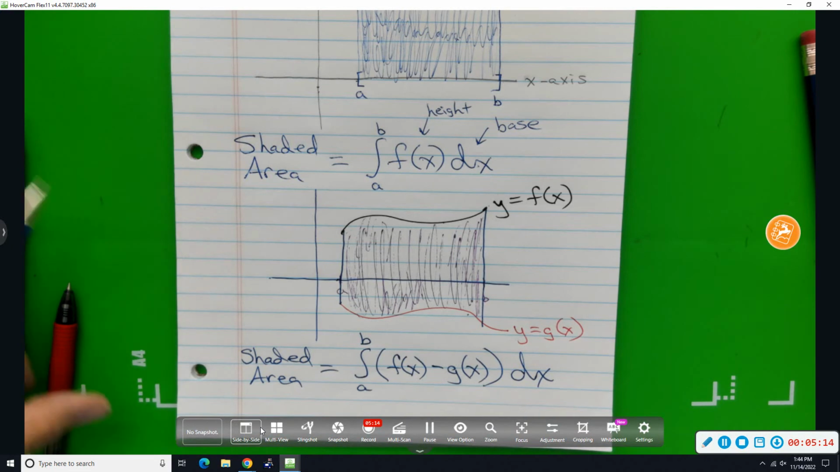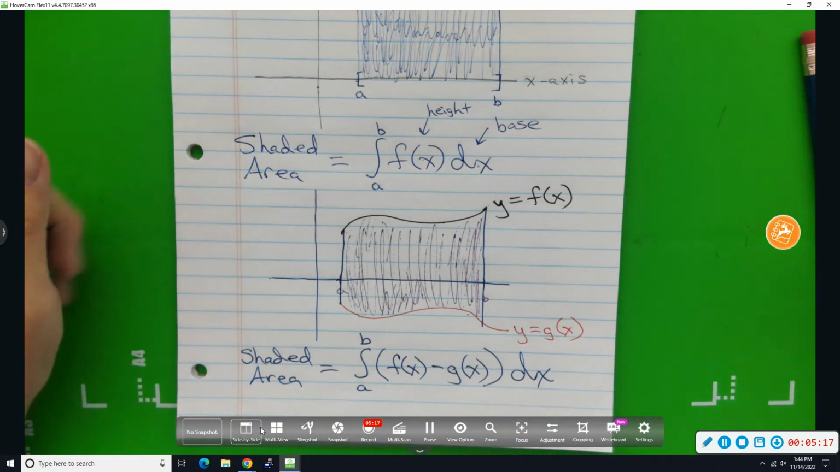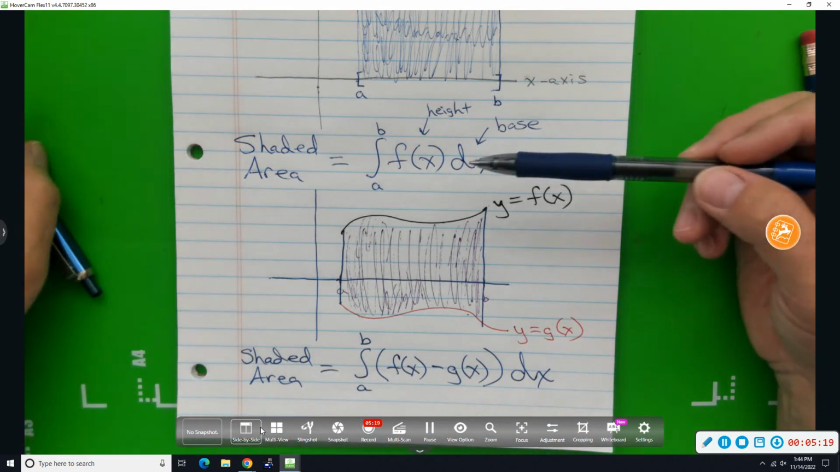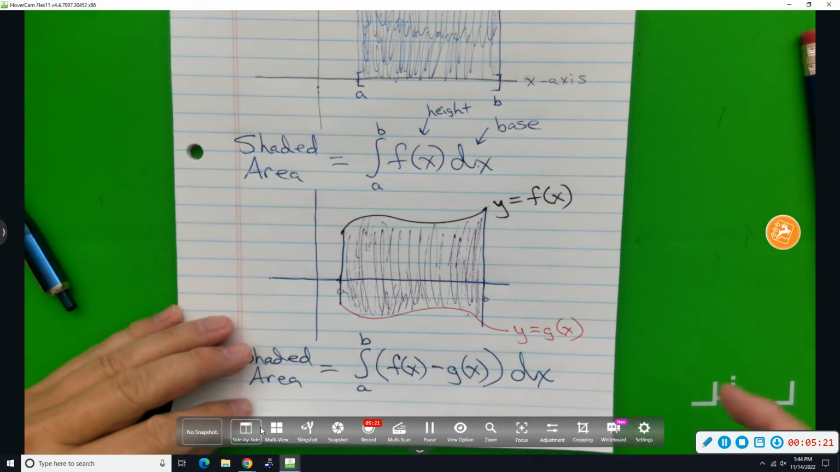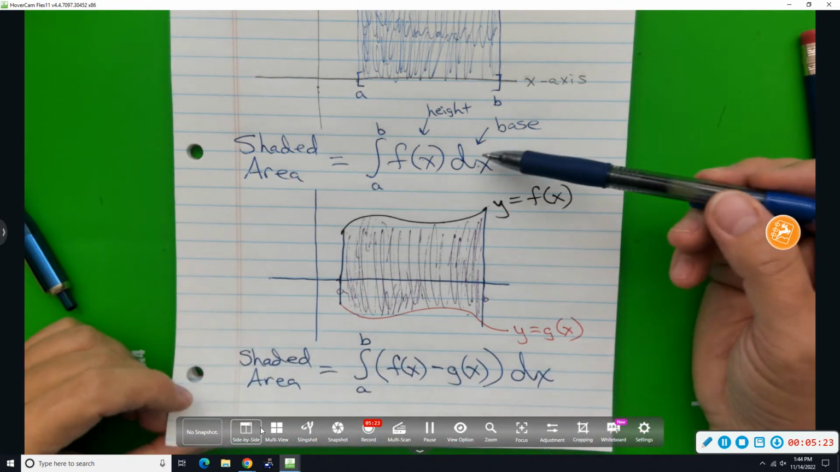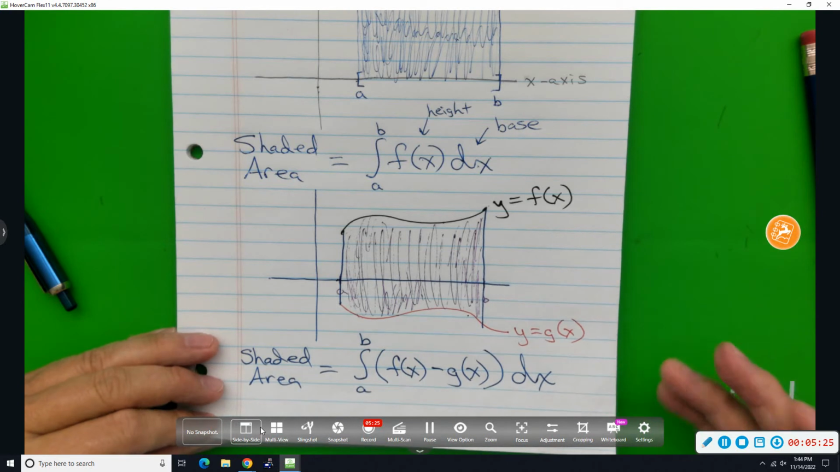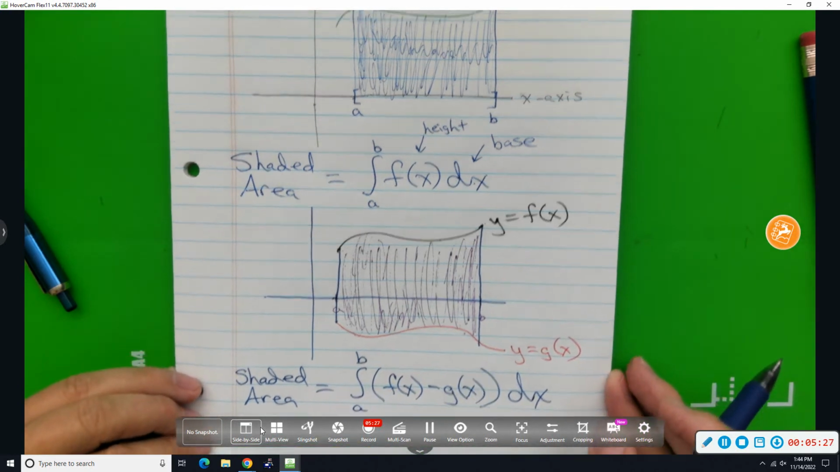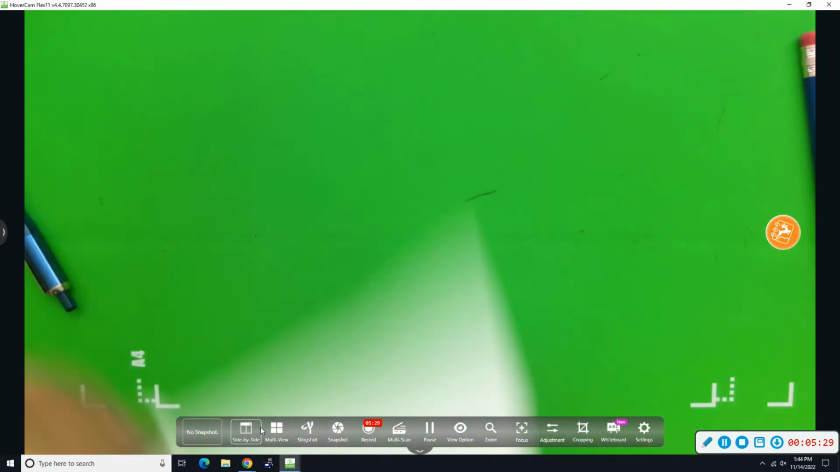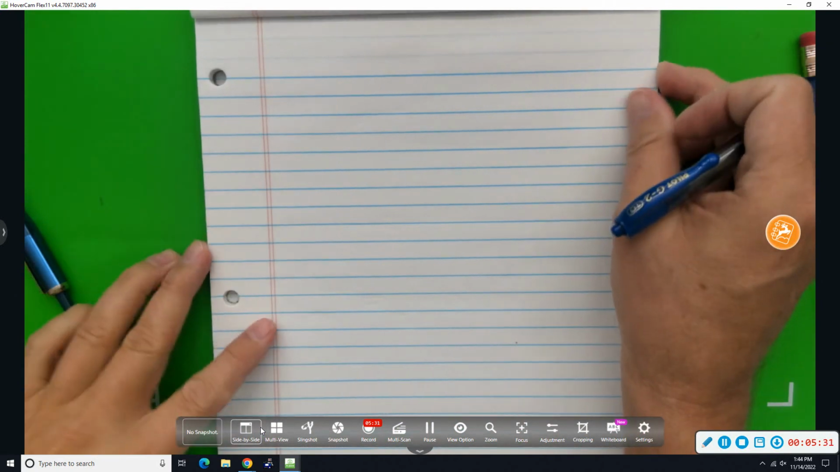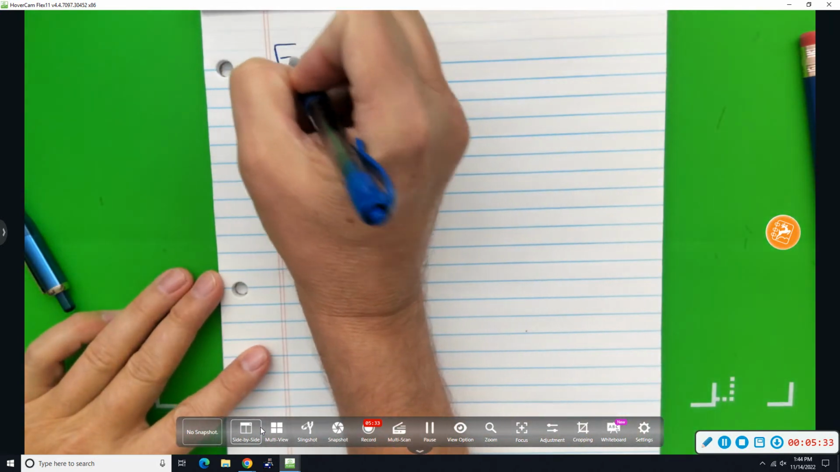So my question is, how do we evaluate a difference quotient? Not a difference quotient, pardon me, a definite integral. How do we evaluate a definite integral? We have something called the Fundamental Theorem of Calculus.